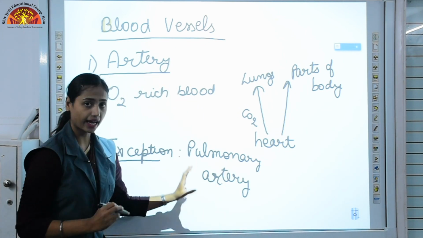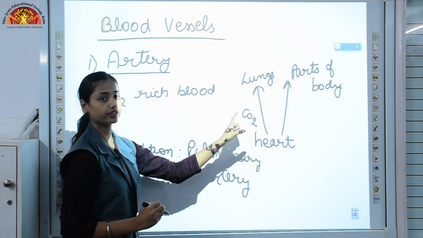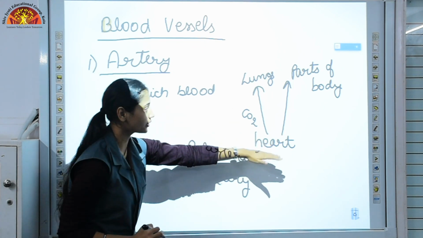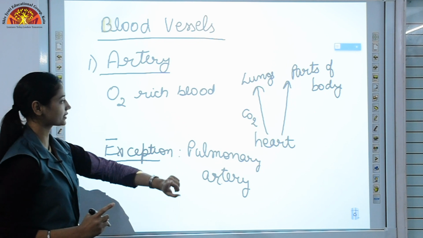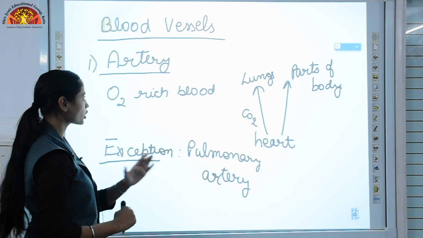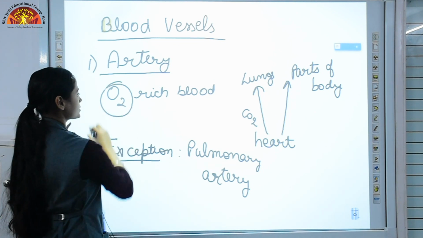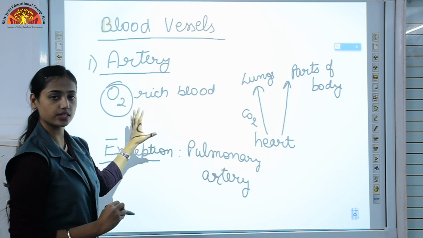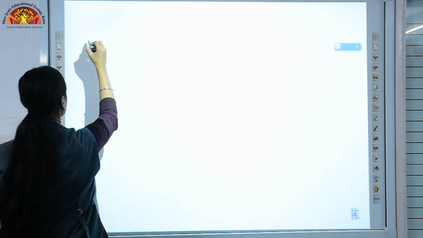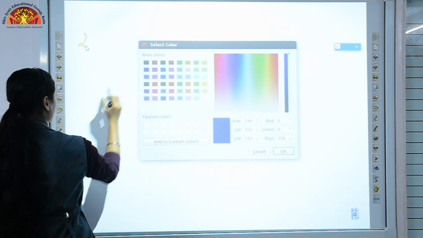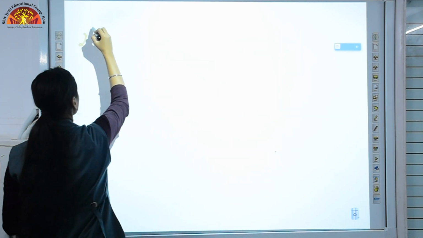This artery carries carbon dioxide rich blood from the heart to the lungs. This is the only exception, whereas the rest of the arteries carry oxygen rich blood. Understood the concept of artery? Then moving ahead to veins.